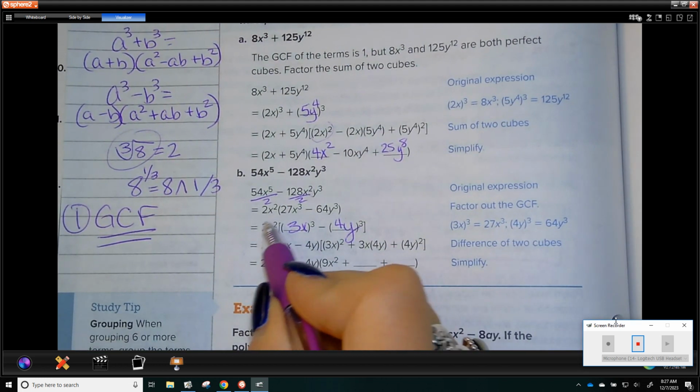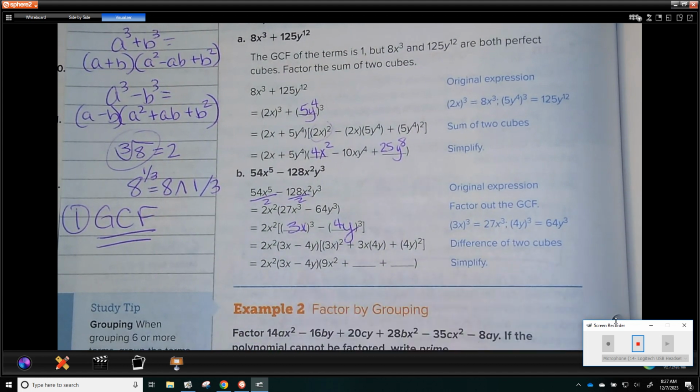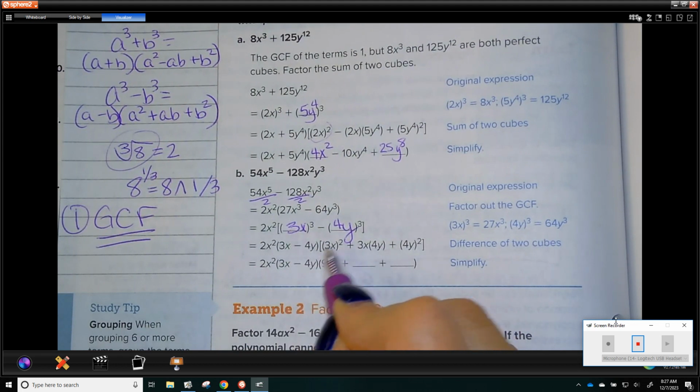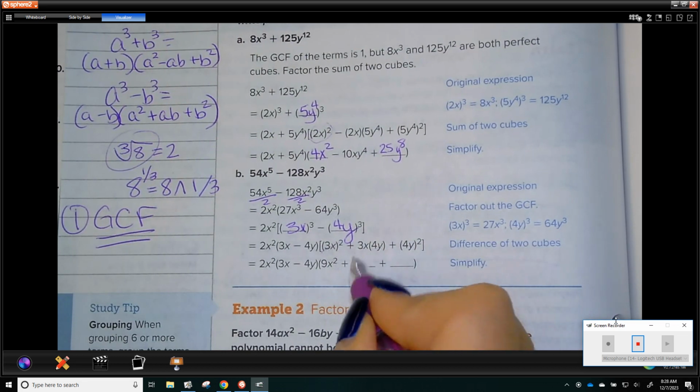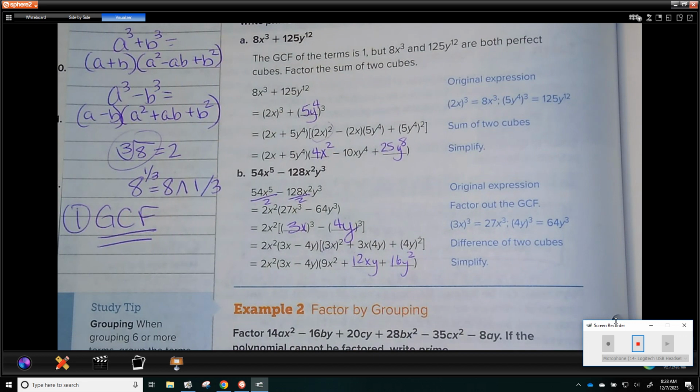So 2x squared just stays there, carry through. This is subtraction, so I have this minus this. Square this, which is 9, not 3, 9x squared, 12xy, and 16y squared. Okay?